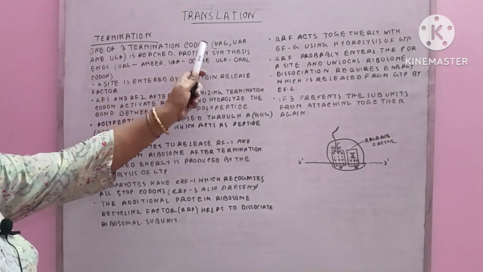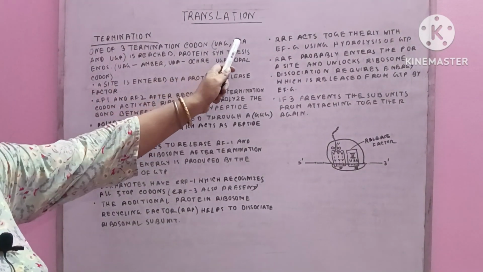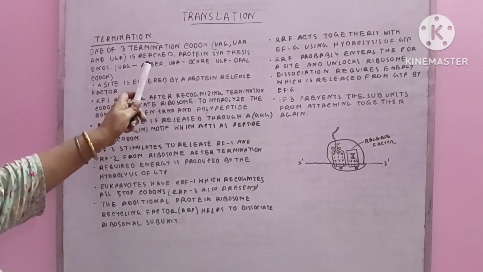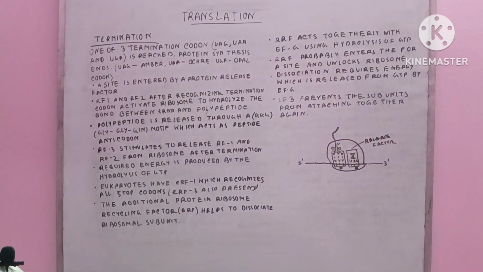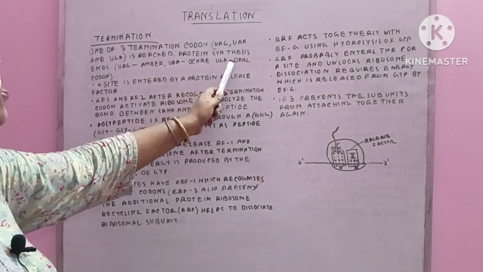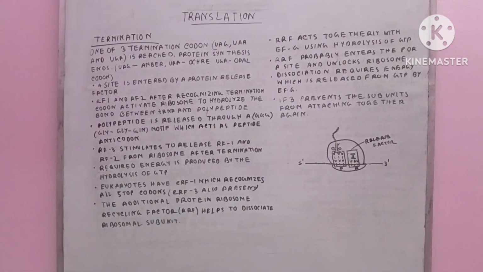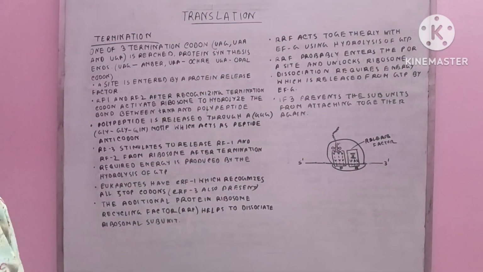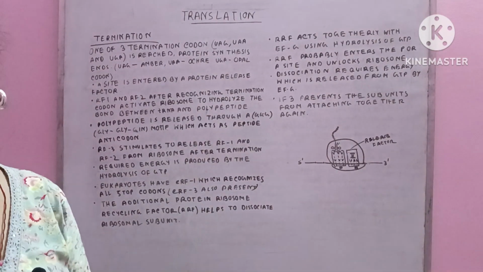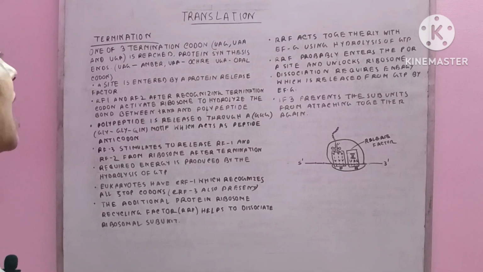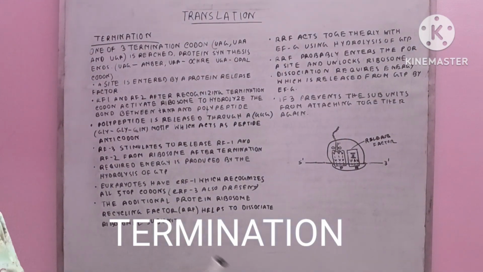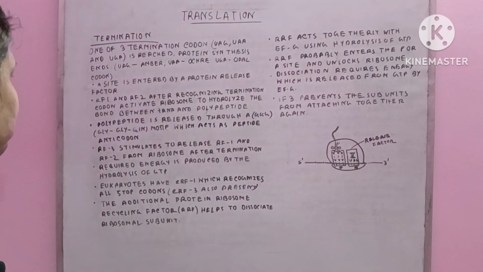The names of the three codons are: UAG is known as the amber codon, UAA is known as the ochre codon, and UGA is known as the opal codon. These three codons are very important, as they create the termination process of translation. And obviously, factors called releasing factors are involved in this process.